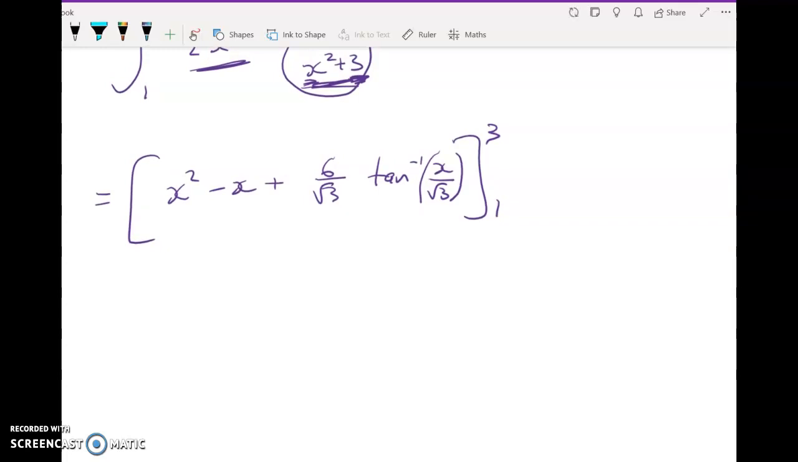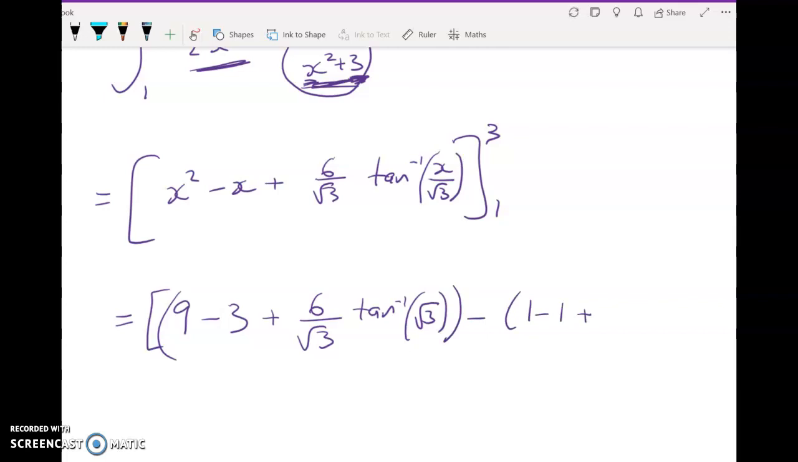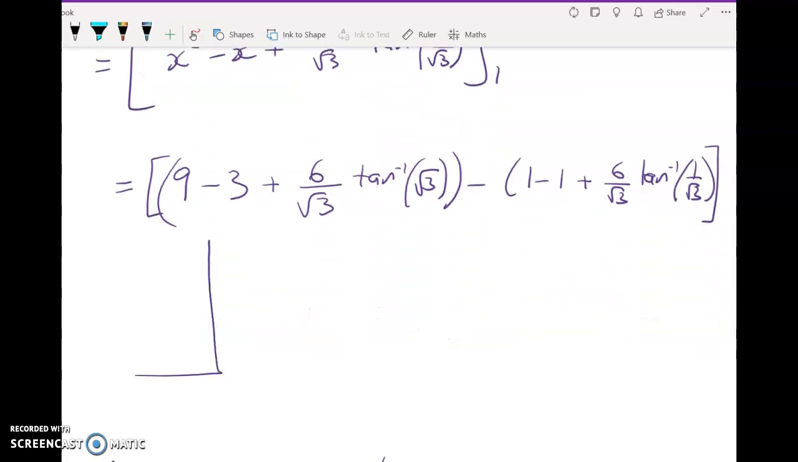What do I do now? Okay, so we just have to substitute our values in, and we get 9, 3 squared minus 3, plus 6 on root 3 times tan inverse of 3 on root 3, which is root 3, minus 1 minus 1, plus 6 on root 3 times tan inverse of 1 on root 3. So it's time to crack into the special triangles. Here we go, we've got 1, root 3, and 2. So tan inverse of root 3 is pi on 3, and tan inverse of 1 on root 3 is going to be pi on 6.